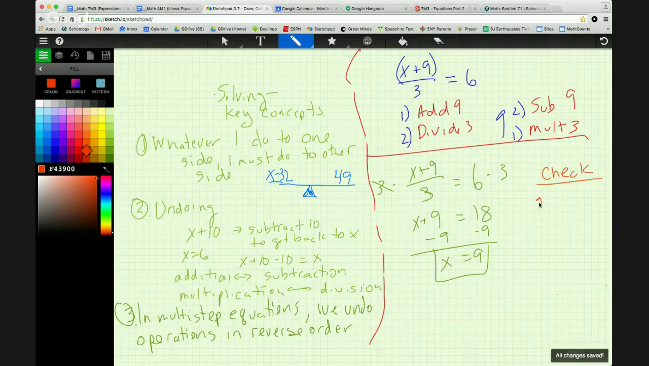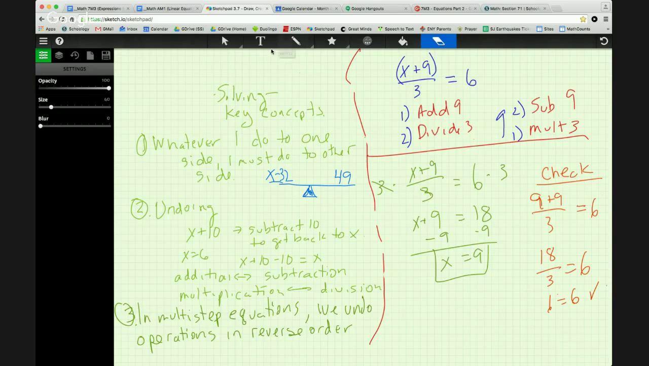We'll say, well, does (9 + 9) / 3 equal 6? Well, 9 plus 9 is 18, over 3. Does that equal 6? Well, 18 over 3 is equal to 6. Check. And we have completely satisfied our operation.